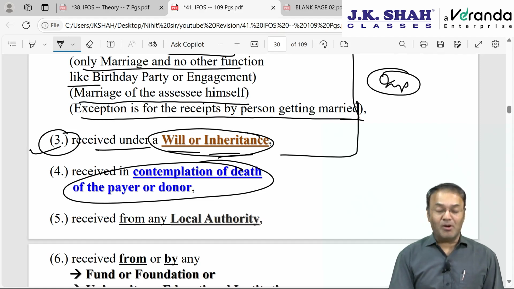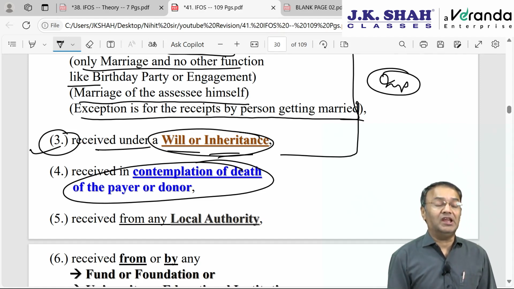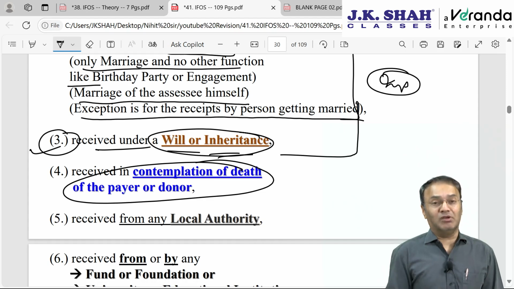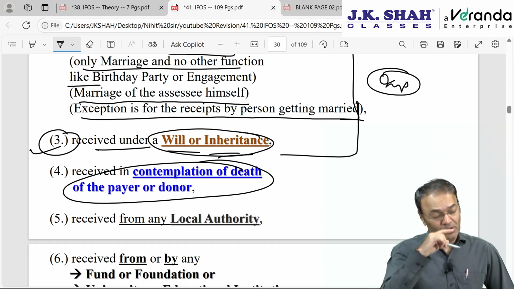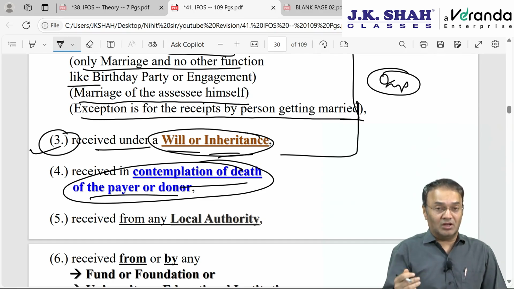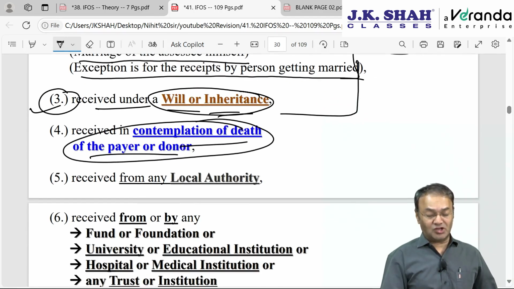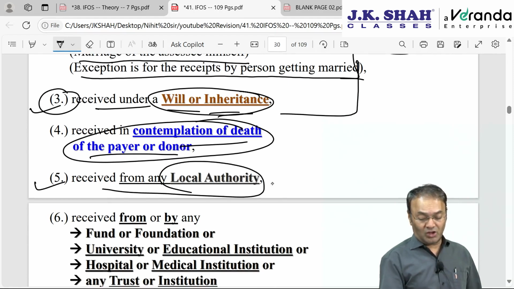a person is about to die, he is old-aged, staying very ill, likely to die any moment. Before he suffers Parkinson's, stroke or Alzheimer's, he decided to execute a will and gift away everything to you. It will not be taxed because it is in contemplation of death. That does not mean the donor has to actually die. Even if he does not die, the exemption will be available. Or receipt from a local authority, municipality.